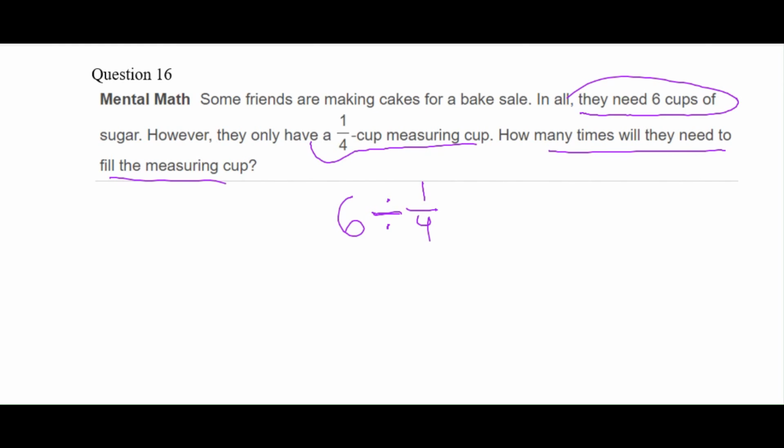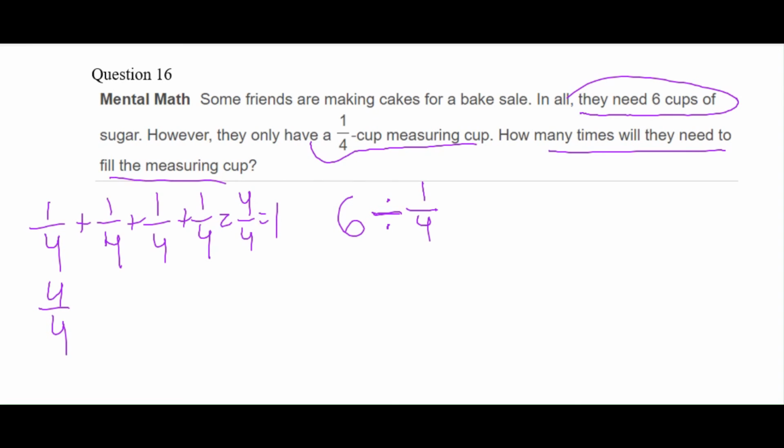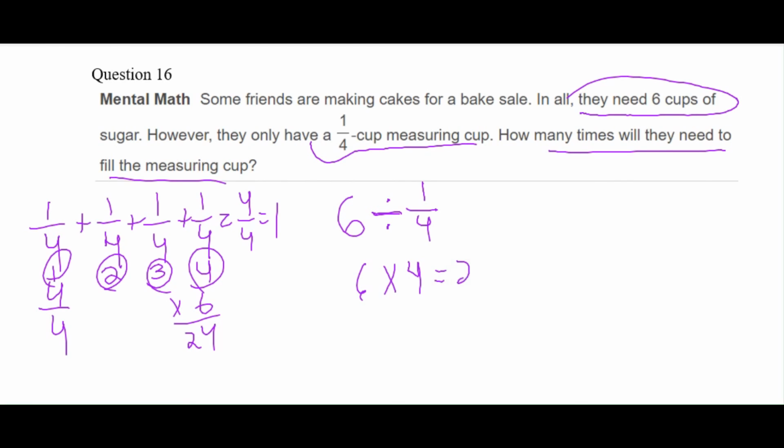Well, if you use common sense, a whole is going to take 4 fourths, because there are 4 1/4s in 1. So if it's going to take 1, 2, 3, 4 fourths for 1, and I need 6 of those, I can take that 4 and multiply by 6, and that'll tell me the answer, 24. Or you could just multiply by the reciprocal of the divisor. So dividing by 1/4 is the same as multiplying by the reciprocal of 1/4, which is 4, and you have 6 times 4, which is 24.